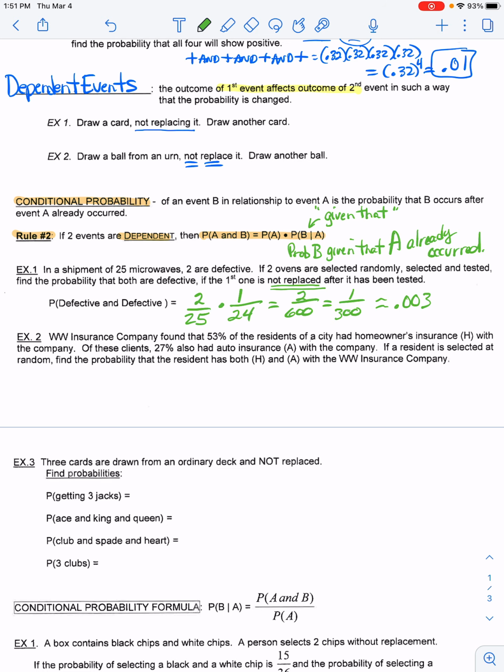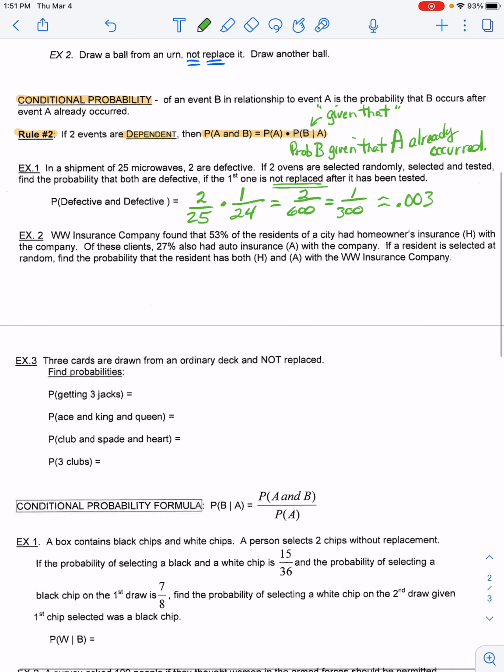Okay, all right, next one. WW Insurance Company found that 53% of the residents of a city had homeowners insurance with the company. Of these clients, 27% also had auto insurance with the company. If a resident is selected at random, find the probability that the resident has both the homeowners and auto insurance with the company. So probability of homeowners and auto.